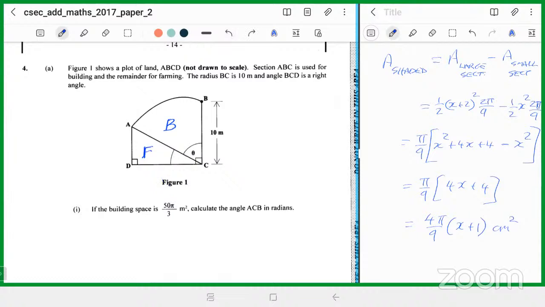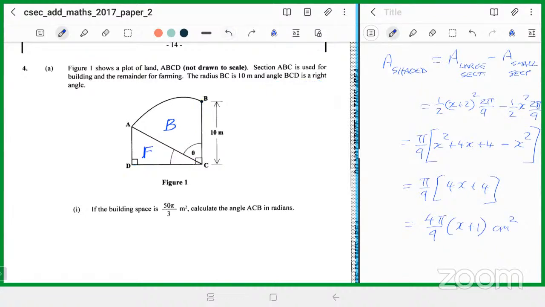You can see that. It said the radius of BC is 10. So this is 10. This also is 10, because it's a sector. That is 10, and that also is 10. And the angle BCD is 90 degrees. Right here is 90 degrees.